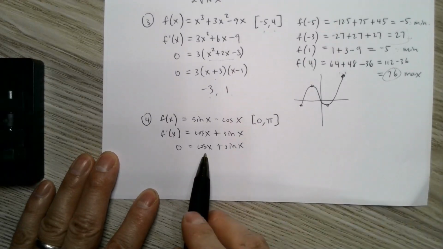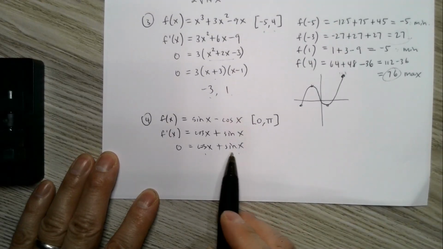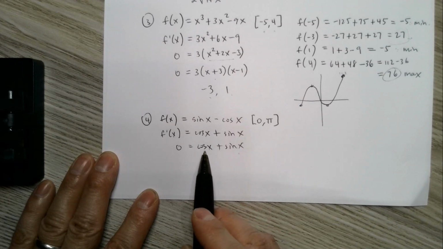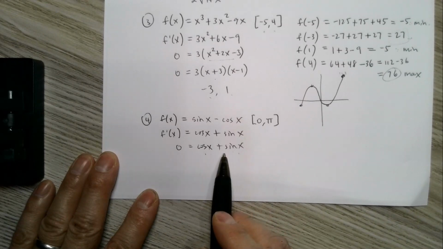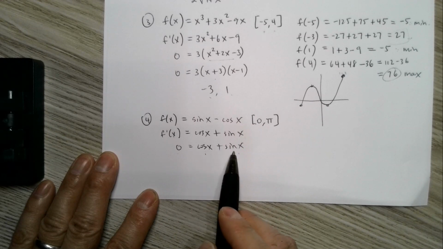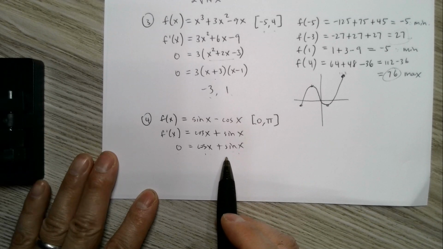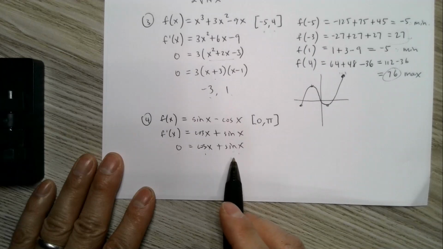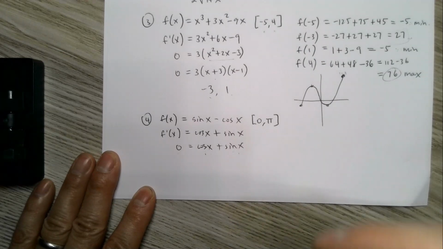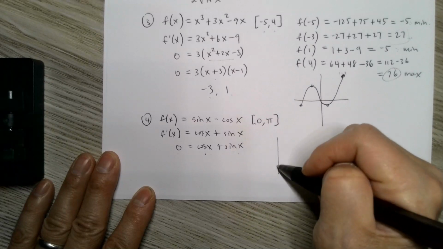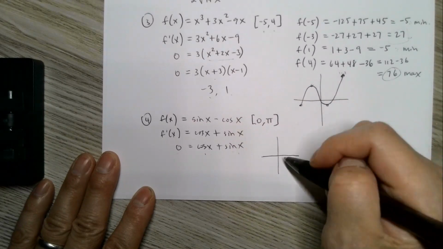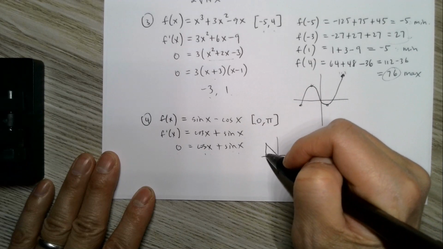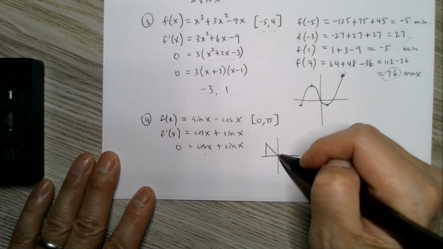Okay, so we got to think about this. If the sum of cosine and sine is 0, that must mean the cosine and sine of whatever angle this is, they are opposites of each other, meaning negatives of each other. Where does that happen? So that only happens here and here.